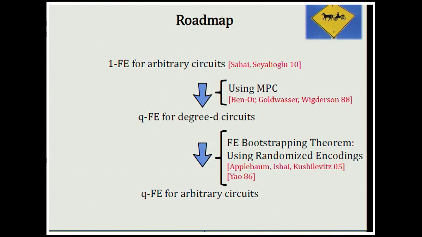So let me give you a roadmap of our construction. First of all, we're going to start with a one query, that is one-bounded, function encryption from SS10. We're going to combine it with some techniques for multi-party computation, such as BGW, and we're going to obtain a bounded function encryption for bounded degree circuits only. And after that, I'm going to show you a bootstrapping theorem that converts a bounded function encryption for bounded degree circuits to unbounded circuits.